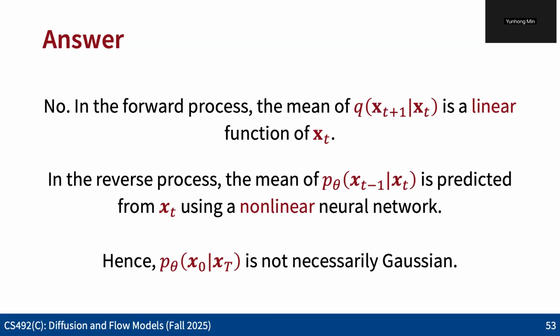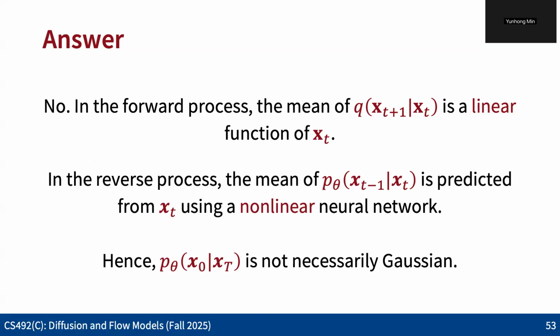But now for the reverse process, we are predicting the mean of this distribution using xt, which means that the mean is computed using the neural net, which will typically be a non-linear function. I mean, if you make it a linear function, then it's the same. But you're typically going to add some non-linearity into your neural net. So that's the point. That is what makes the likelihood distribution something more complex than the typical Gaussian distribution.